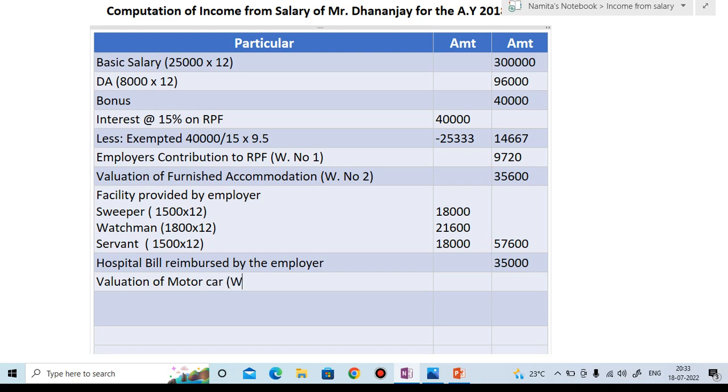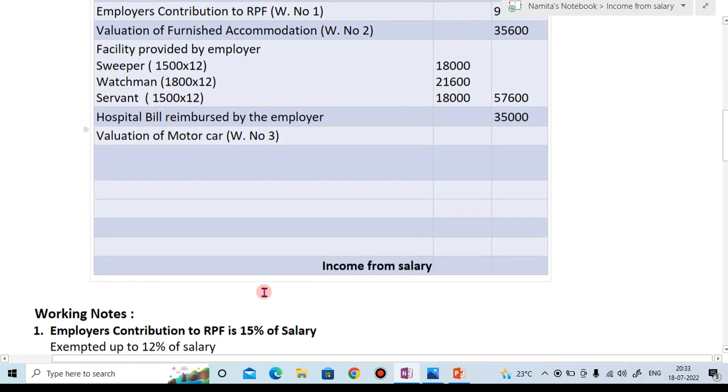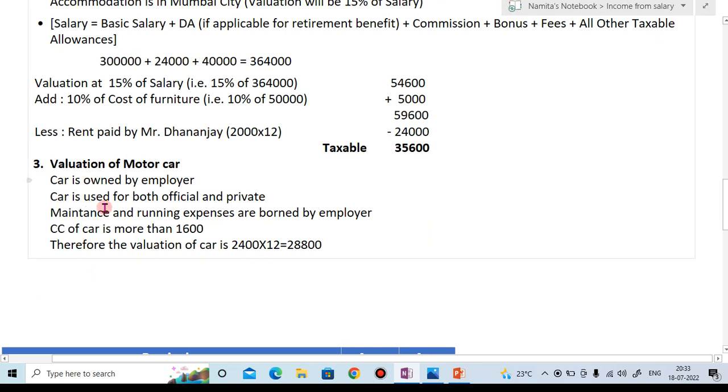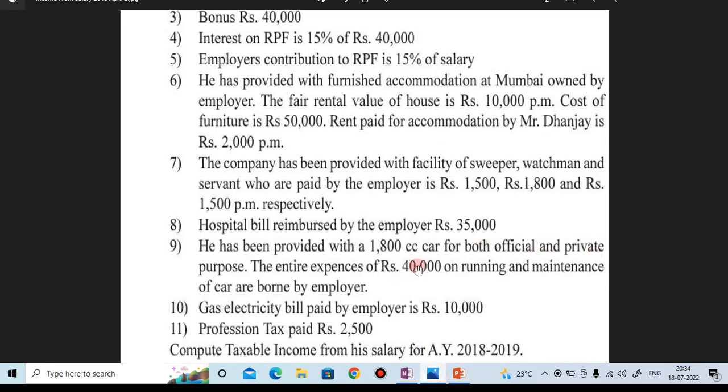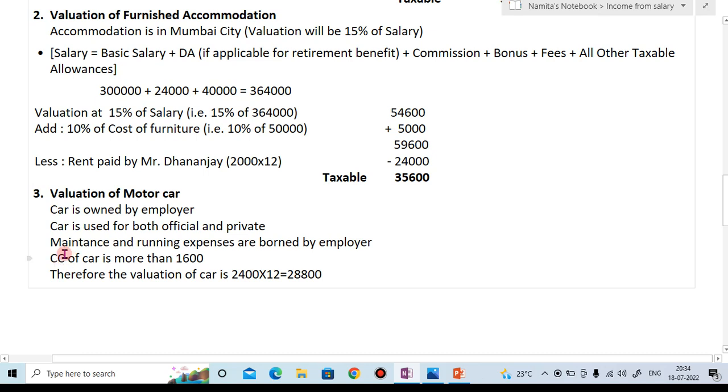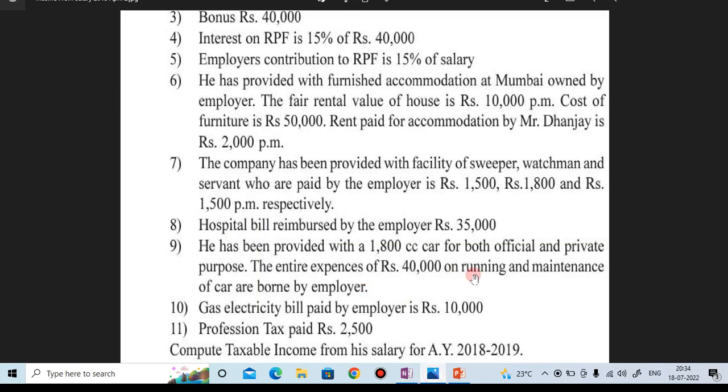Working note number 3. Now prepare working note number 3. In working note number 3 you will write valuation of motor car. First you will write car is owned by the employer. Next, car is used for both official and private. Yes, it is used for official and private as per the question. Next, the maintenance and running expenses are borne by the employer. Yes, they are borne by the employer.